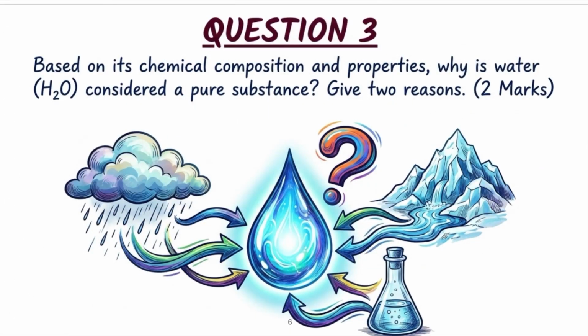Based on its chemical composition and properties, why is water considered a pure substance? Give 2 reasons. This is again a 2 marks question. As we did in the last class, we can get water from different sources, but the composition of the water will be the same. It is made up of hydrogen and oxygen only. Now check the answer of this question.